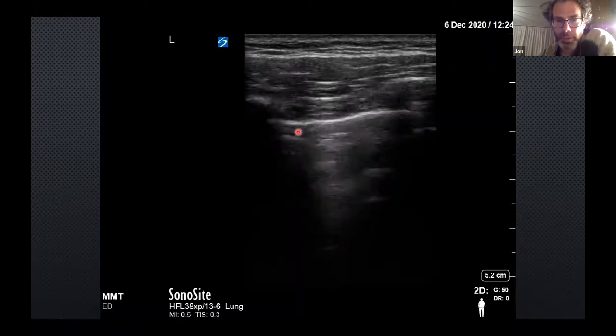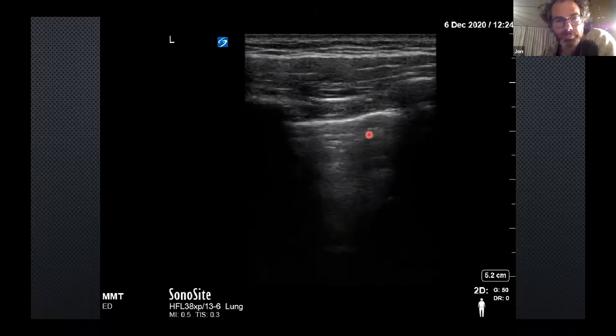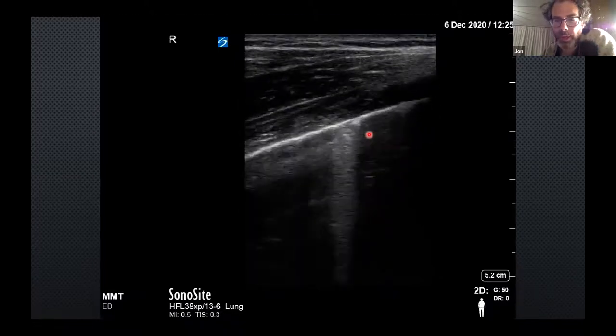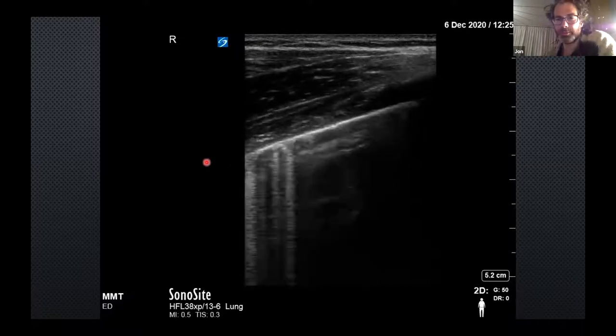And then on the left as well, there's just lung sliding there, so no pneumothorax there either. Also looked at the lateral lung. What do you think of this? This is right lateral lung.